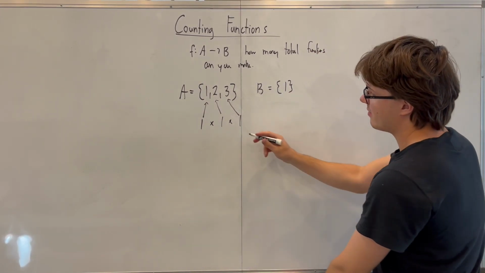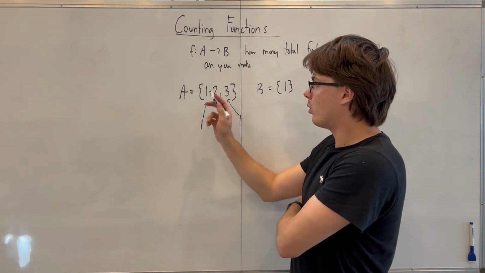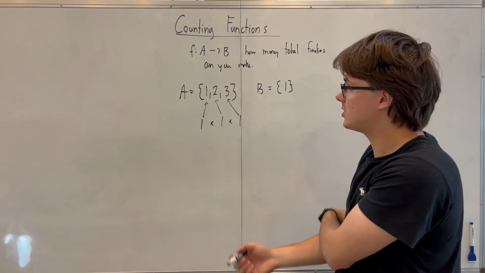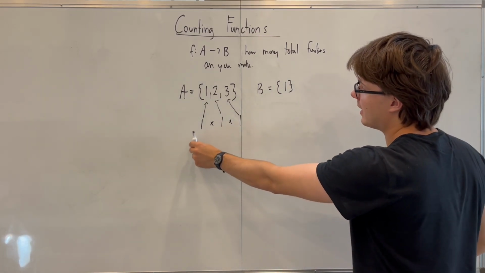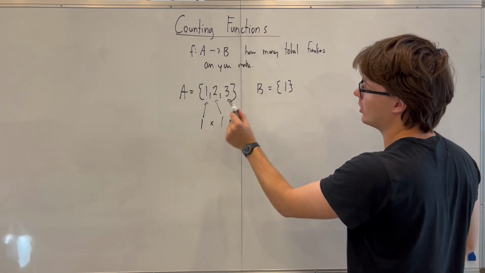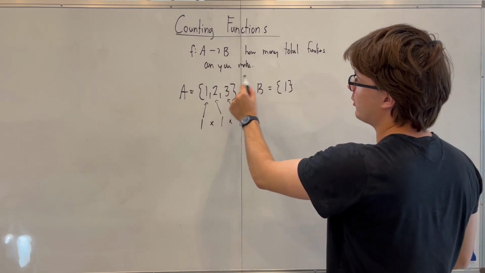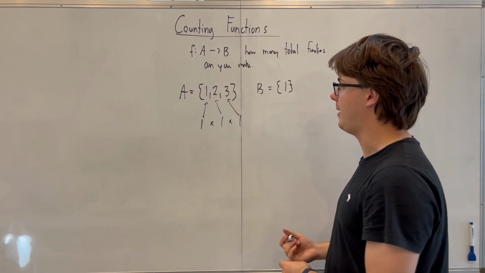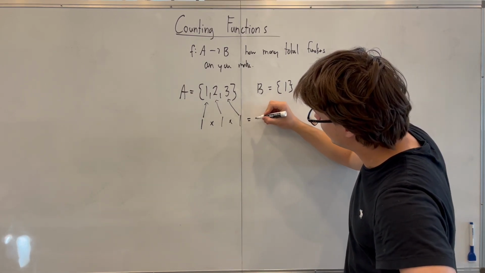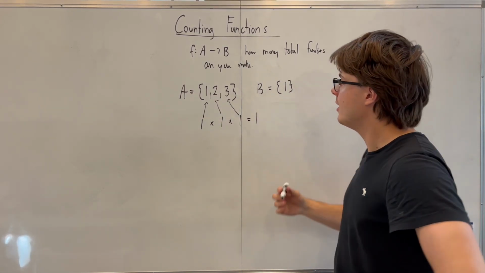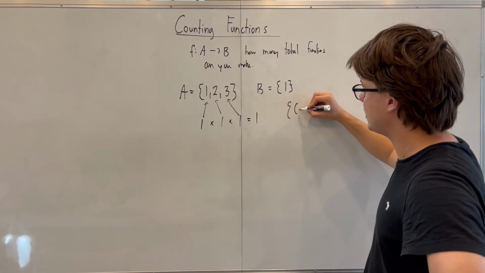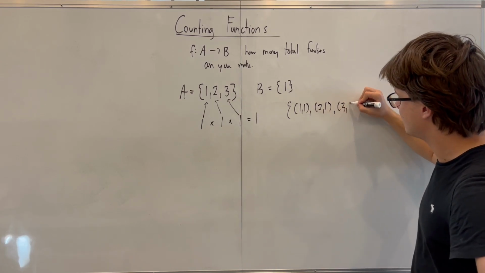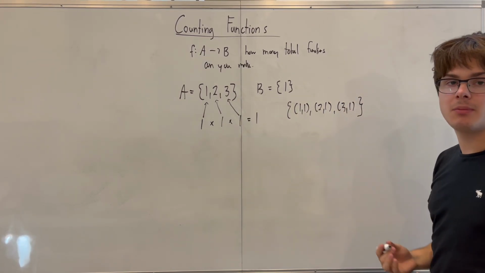Okay, why did I have a multiplication symbol? Well, because whatever 1 maps to, it doesn't care what the rest of the elements map to, so it's an and. 1 maps to 1, and 2 maps to 1, and 3 maps to 1. Whether 3 maps to 1 does not affect what 2 maps to or what 1 maps to. So in this case, we find the total number of functions is going to be 1. The only possible function you can create here is (1, 1), (2, 1), and (3, 1). This is the only possible function.